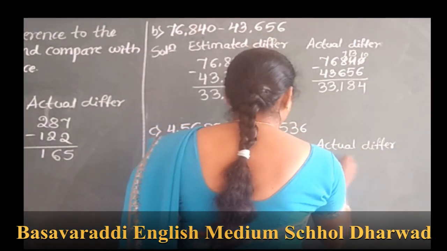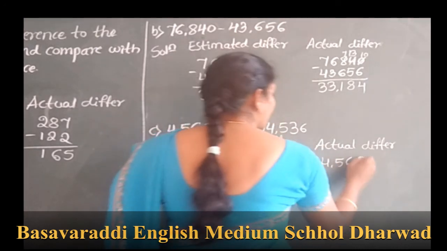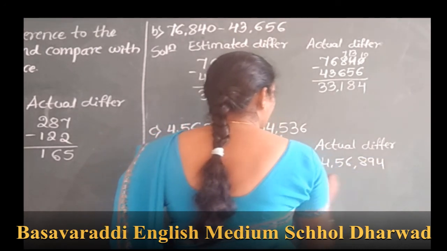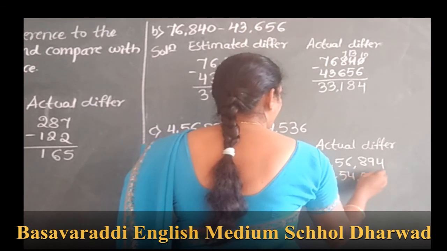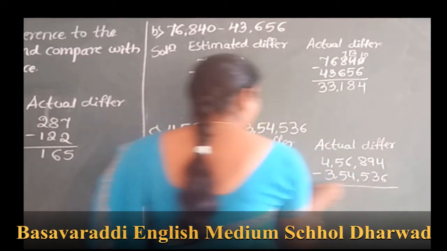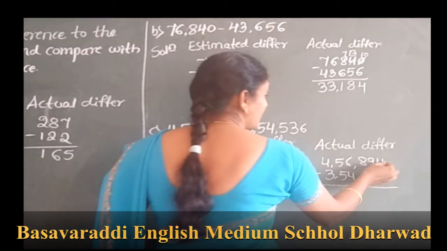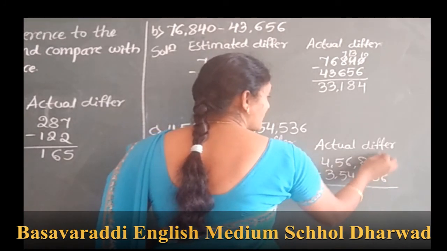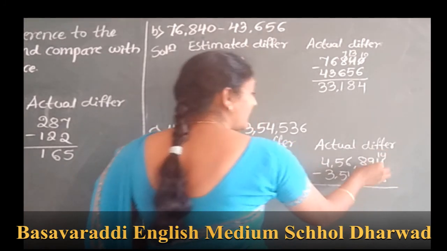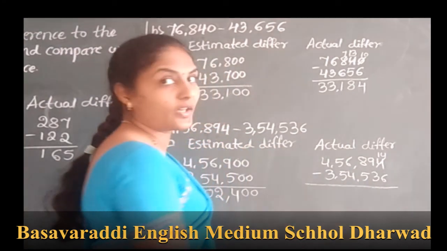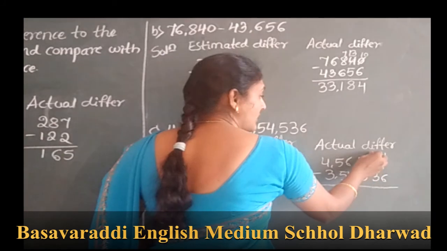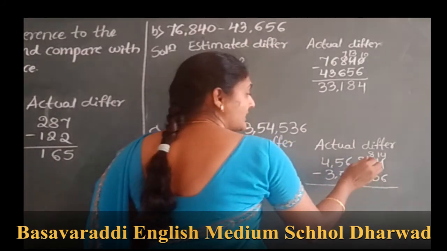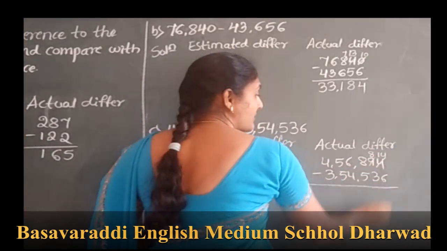4,56,894 minus 3,54,536. Let's do the subtraction. 4 minus 6 is not possible, so I regroup the number, the tens and ones places. That becomes 14, and the tens place becomes 8.